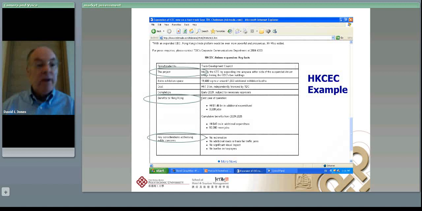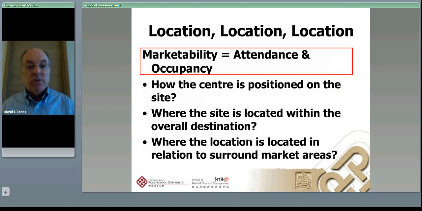Number one, no reclaimed land, no additional roads, no significant visual impact, and no burden on the taxpayers. Big factor, no burden on the taxpayers. These were all part of the justifications for where we were led to the approval for what is now built in terms of the addition.